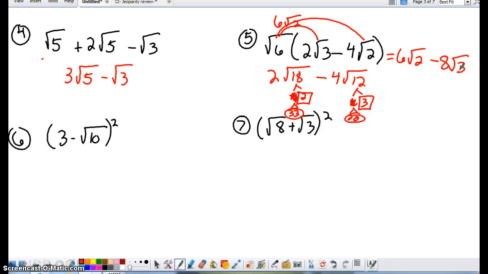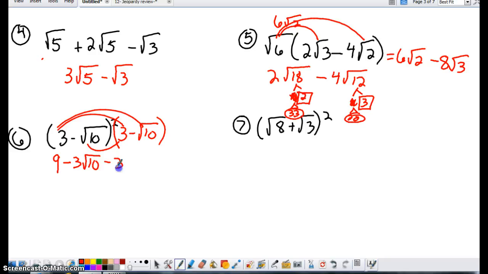Number 6 and 7 are very identical. We both have a binomial that is squared, so we have to FOIL this. So it's 3 minus root 10. I'm going to rewrite it. It's 3 minus root 10 right next to it, and we FOIL this. So 3 times 3 gives me 9. 3 times negative root 10 is a minus 3 root 10. Negative root 10 times 3 is again a negative 3 root 10.